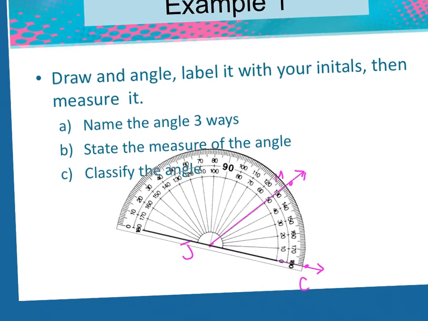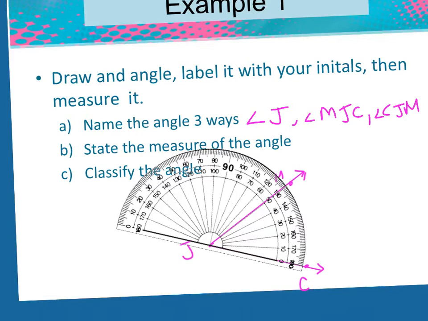All right. So I'm going to name my angle 3 ways. You're going to do the same thing. Because there's only one vertex, you can use the vertex as one of the names. So mine would be angle J. Then I can use angle MJC, and then I can use angle CJM. Vertex should be in the middle both times.